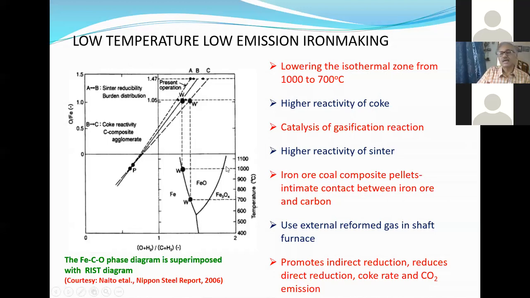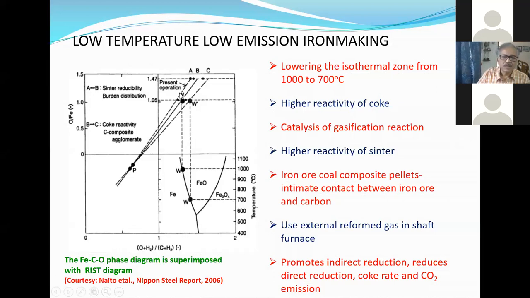So you can see that at higher temperature, the CO requirement for wustite equilibrium is quite high. Most of the indirect reduction takes place in the isothermal zone, which is why I am talking about it. If I reduce the isothermal zone temperature to 700 degrees centigrade, then O/C decreases significantly. That means the equilibrium CO requirement will be much less and CO utilization will be very high. High CO utilization means your coke rate will obviously decrease.